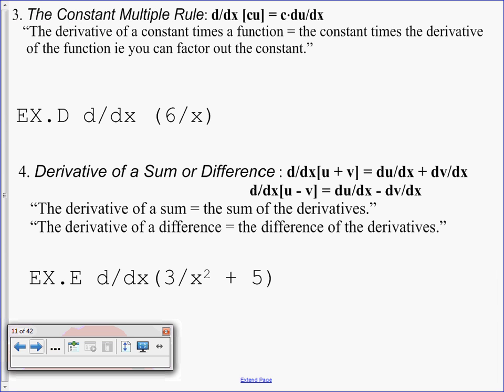Third rule is the constant multiple rule. It says if you're trying to take the derivative of a constant times some function, just multiply the constant by the derivative. So do the rewrite first. Don't leave it 6 over x. Rewrite it. How can you rewrite 6 over x? Let's go with that. You know it.